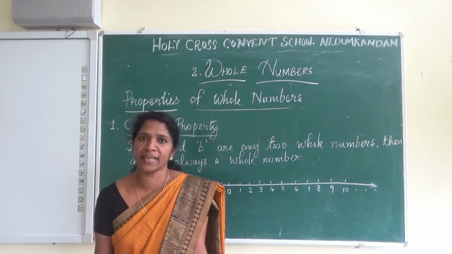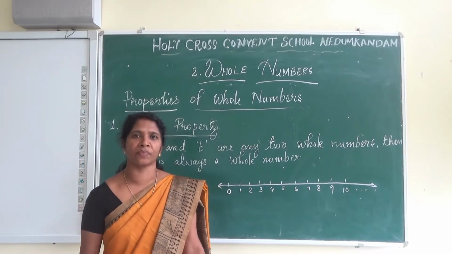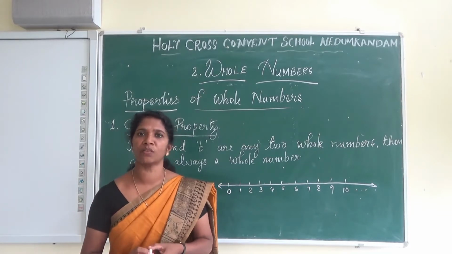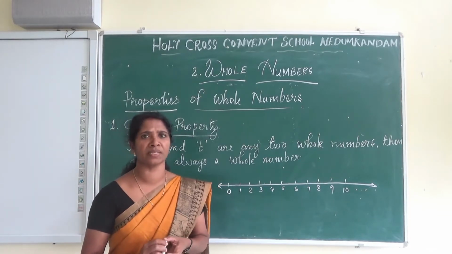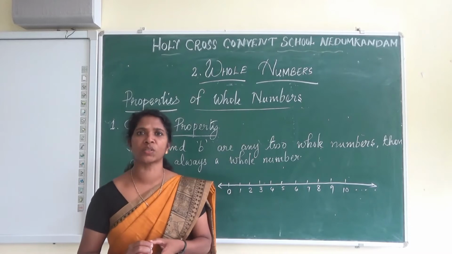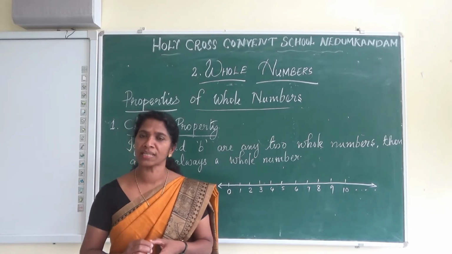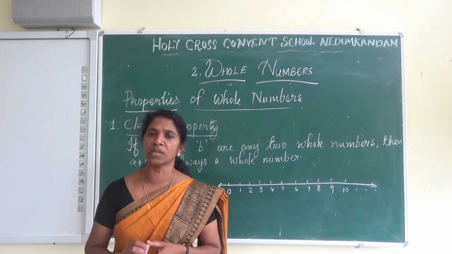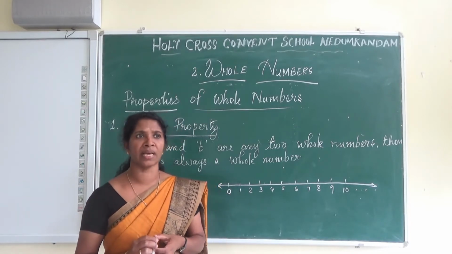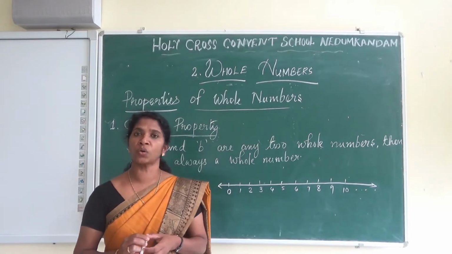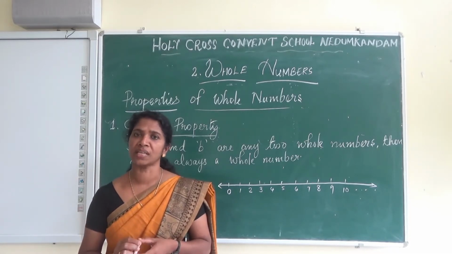We have to study about whole numbers. So before studying about whole numbers, we have to think about natural numbers. The numbers starting from 1, 2, 3, etc. are called natural numbers. So 1 is the smallest natural number. When we include 0 in this set of natural numbers, that set of numbers is called whole numbers. So 0 is the smallest whole number.